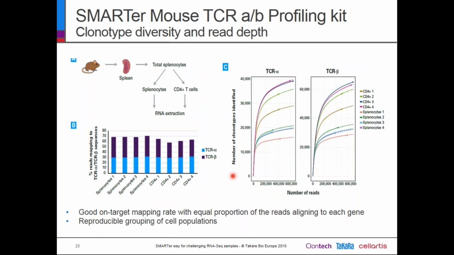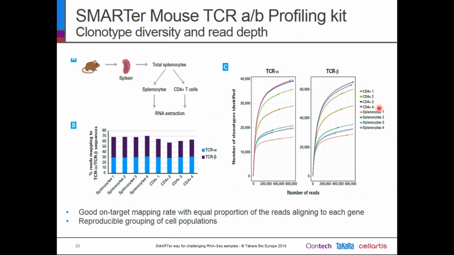And here I'm just showing some data for the SMARTer TCR kit, in which you can see analyses that were done using splenocytes or CD4 plus T cells, and RNA was extracted from these samples. We can see here the mapping to the TCR alpha and beta sequences, that we get a good on-target mapping and with a similar proportion between both of the subunits, as could be expected.